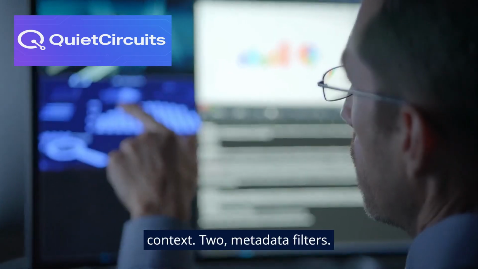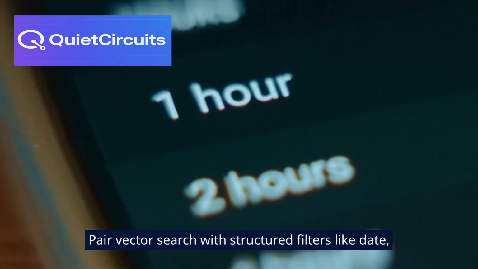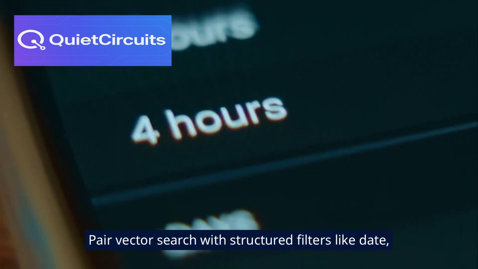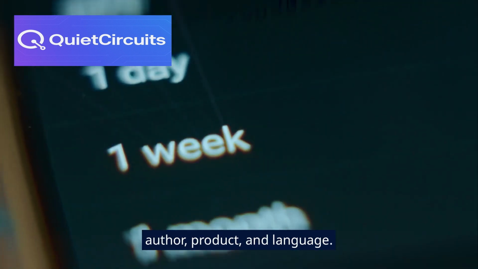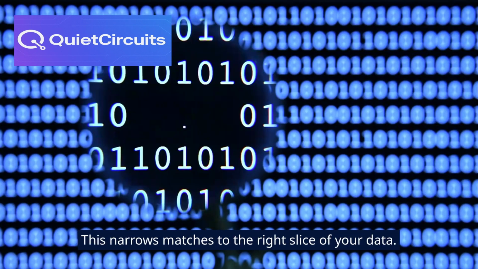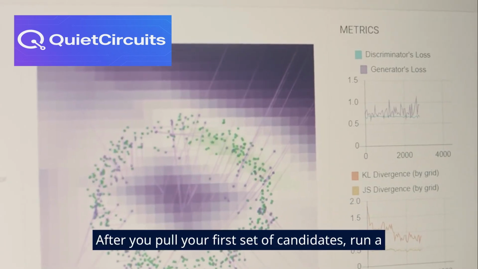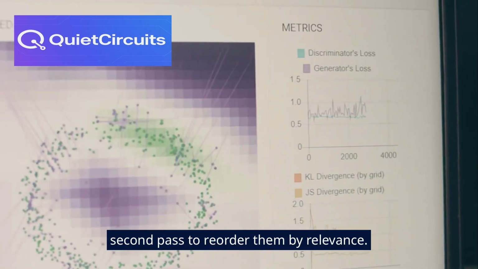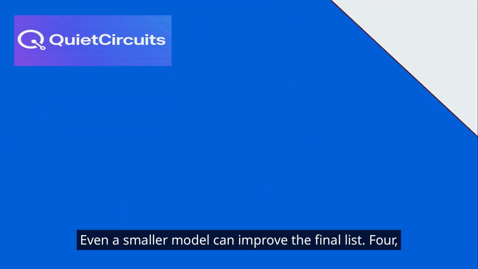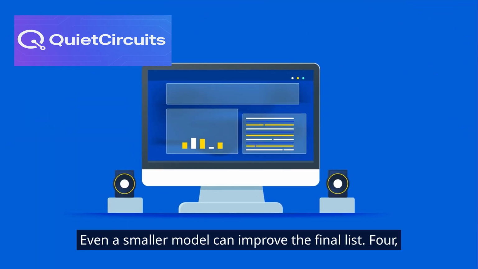2. Metadata filters. Pair vector search with structured filters like date, author, product, and language. This narrows matches to the right slice of your data. 3. Reranking. After you pull your first set of candidates, run a second pass to reorder them by relevance. Even a smaller model can improve the final list.